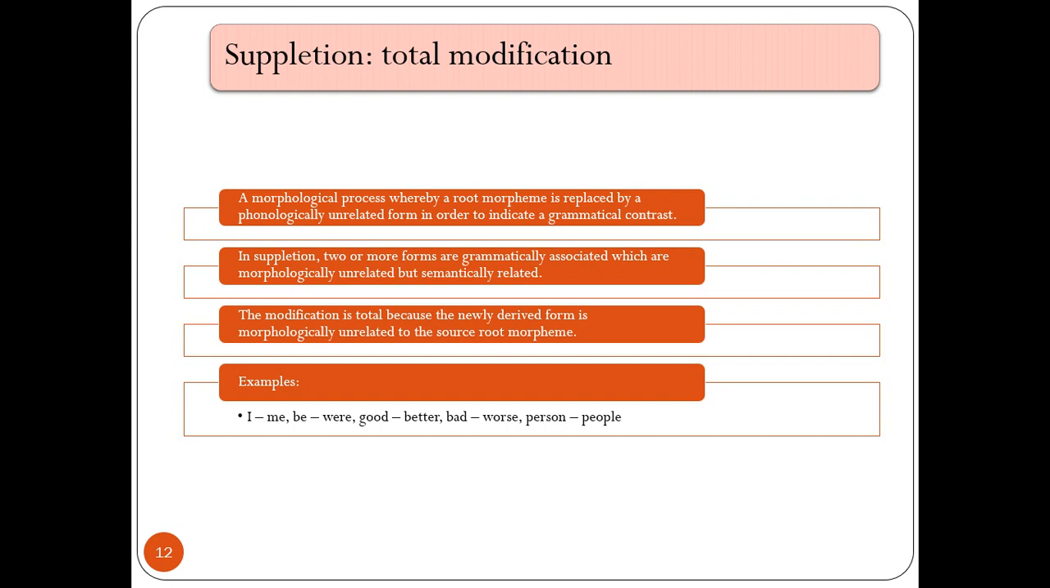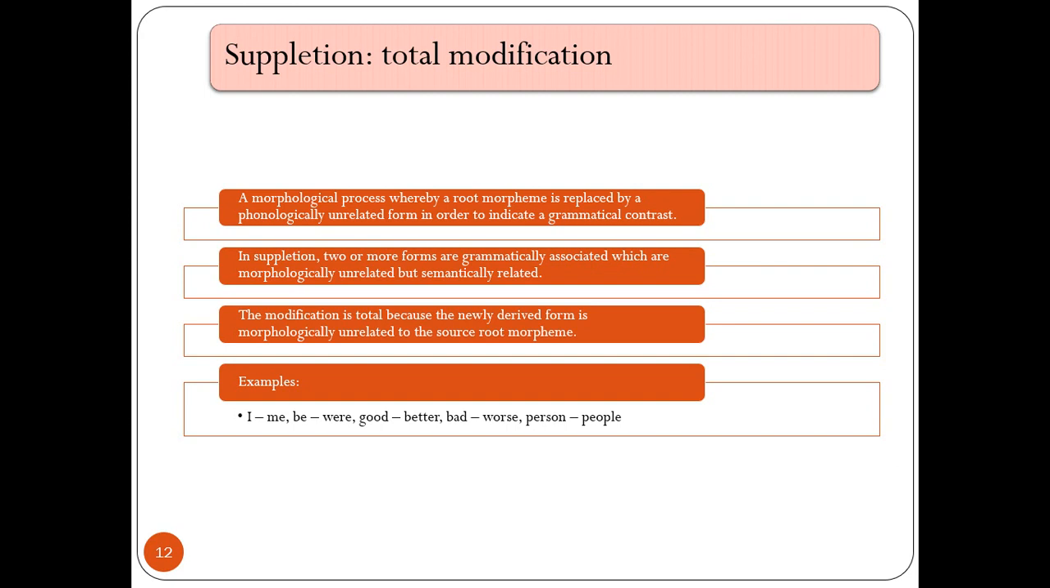A morphological process whereby a root morpheme is replaced by a phonologically unrelated form in order to indicate a grammatical contrast. In suppletion, two or more forms are grammatically associated which are morphologically unrelated but semantically related. I have already told you that I and me are morphologically unrelated because there is nothing common between these as far as the spelling and the forms are concerned. But semantically, as far as meaning is concerned, both of them are basically pronouns, different forms of pronouns, different cases. So that's the case here.